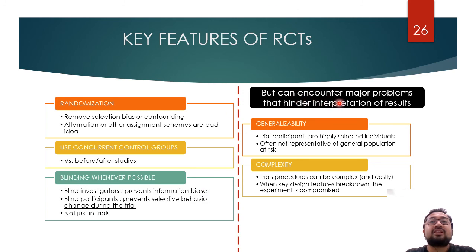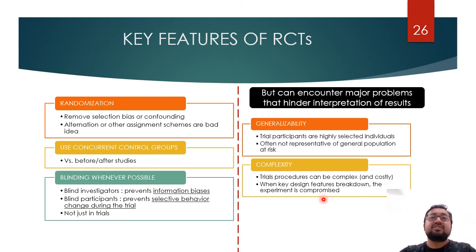Okay, so in RCTs, it can encounter major problems that hinder interpretation of result. What are the problems? Generalizability. Trial participants are highly selected individuals, often not representative of general population at risk. Selalunya walaupun kita cuba untuk menjadikan study population tu sama macam jumlah population yang sebenarnya ataupun karakteristik dia, but sometimes benda tu dia tidak represent general population dia. Okay, complexity trial procedures can be complex and costly, sangat mengambil masa, mengambil wang, tenaga.